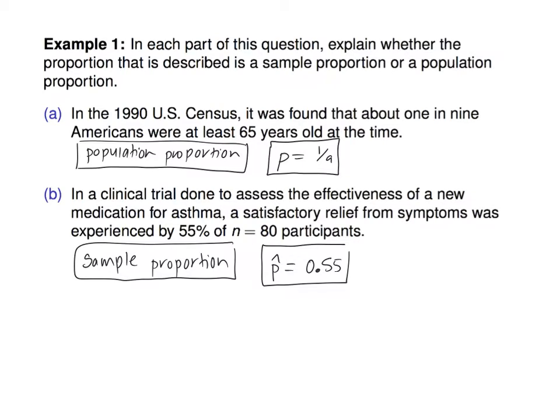In general, give your proportions, your p hats and your p's, as decimals. I don't care if your confidence intervals are given as percents in the end, and always list both, because percents is definitely what happens more often in real life. The news doesn't say, oh, between 0.28 and 0.75. They say 20-something percent or whatever.